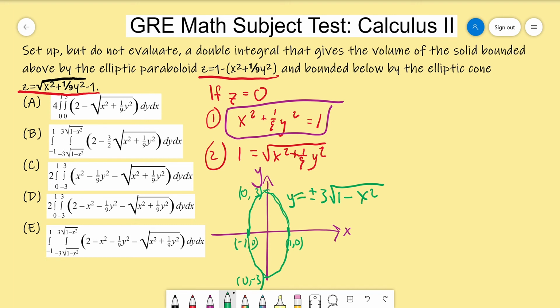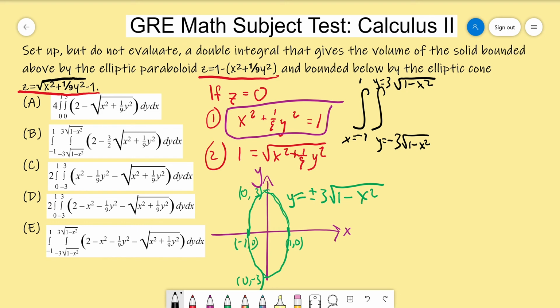So our integral is going to look something like this. X will go from -1 to 1. Y will go from -3 root 1 minus x squared to +3 root 1 minus x squared. And then we have to take the surface above and subtract the surface that's below the xy plane in order to get the total volume.